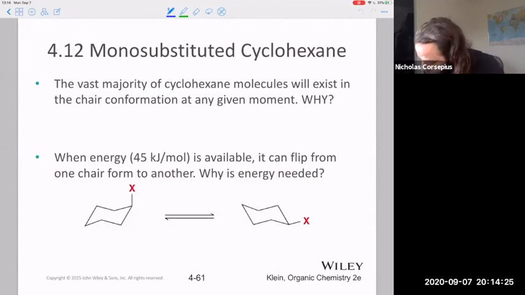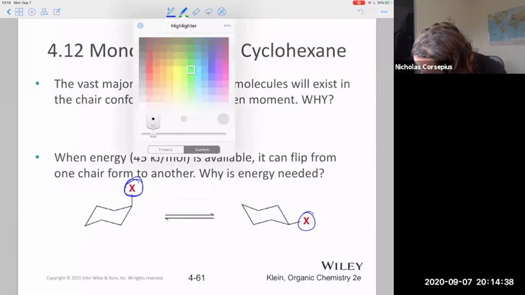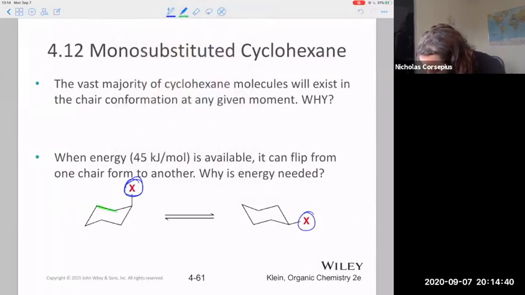However, you start to get some interesting stuff that occurs once you put something else on there. So a methyl cyclohexane, for example. When this chair flip occurs, so again, let's just convince ourselves that there is indeed a chair flip happening. Notice in this structure, we have these parallel down lines, and in this one, they're parallel up, right? So these are these two different conformations.